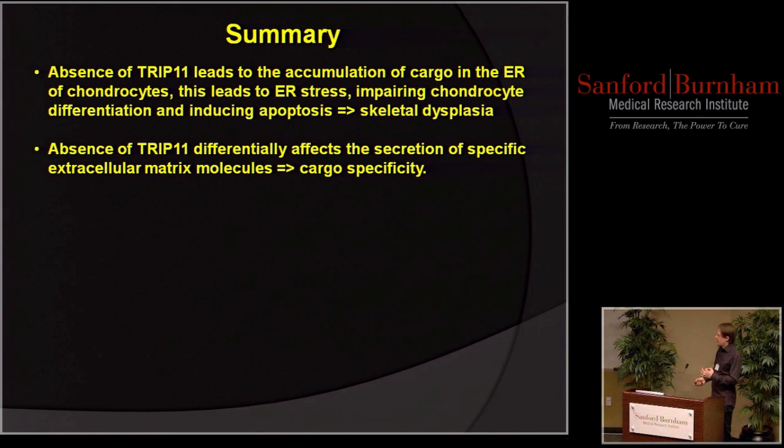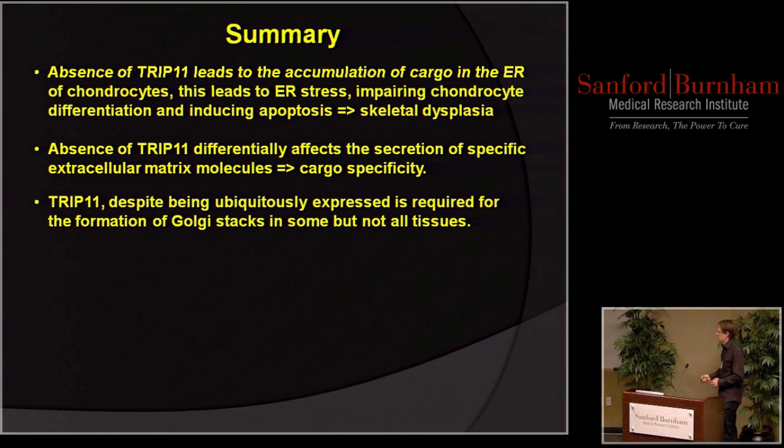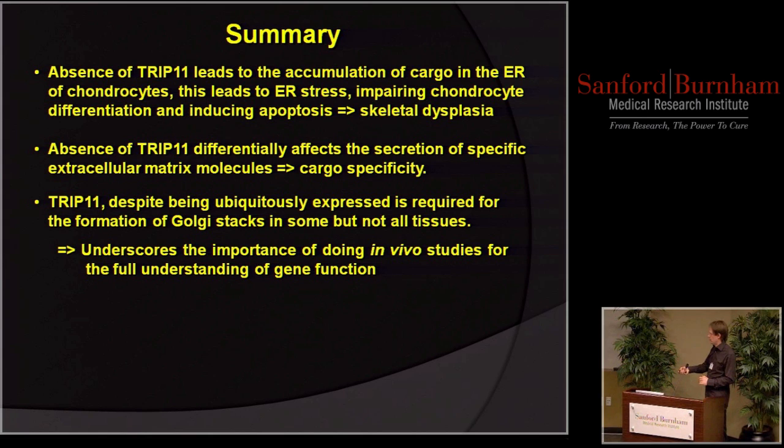We've shown that absence of 1111 differentially affects the secretion of specific extracellular matrix proteins, so that there is definitely cargo specificity. And an important point is that 1111, despite being ubiquitously expressed, is required for the formation of the Golgi stacks in some but not all tissues. And this illustrates, again, as I mentioned before, the importance of doing in vivo studies. Because based on in vitro studies, I would have thought that this gene would have disrupted the Golgi structure in all cells.